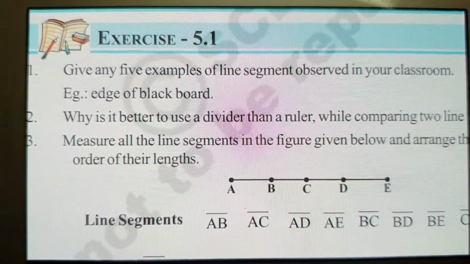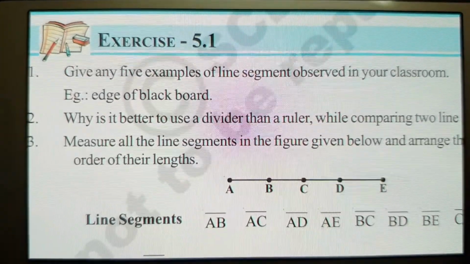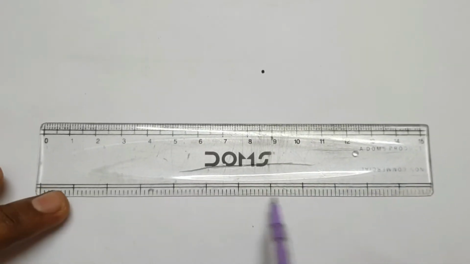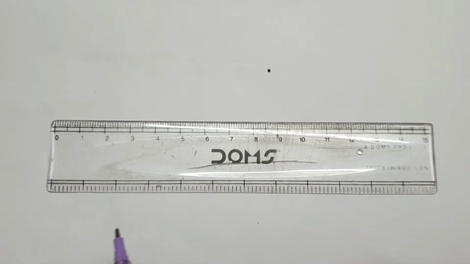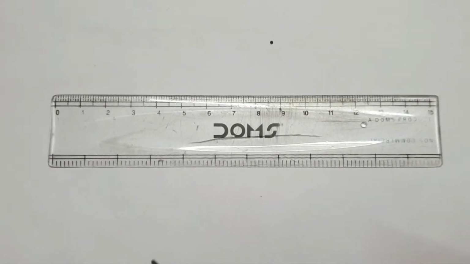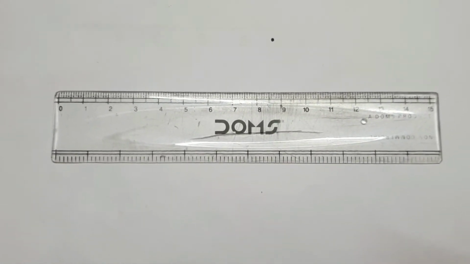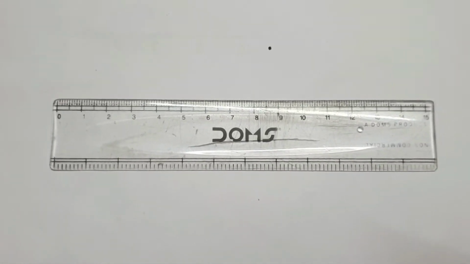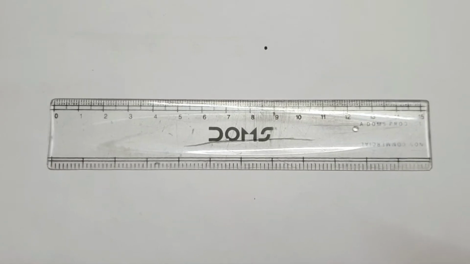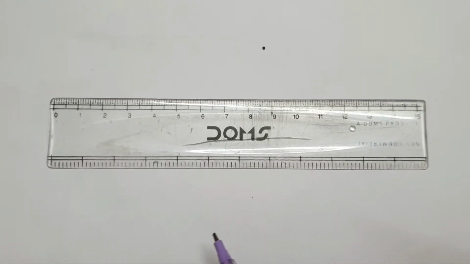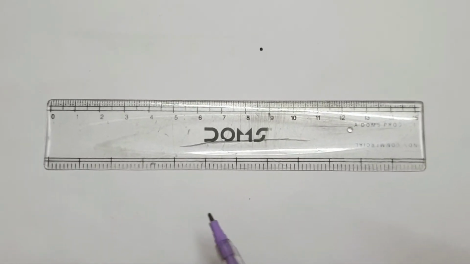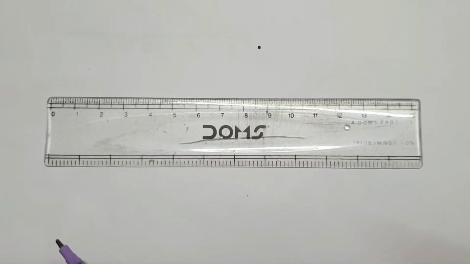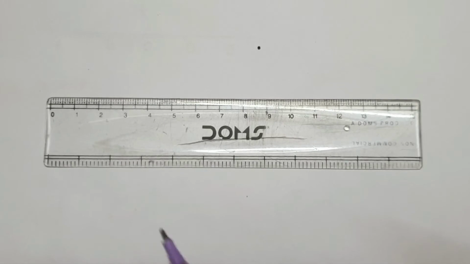So our scale. See this long scale. So the edge of a long scale, edge of a box, edge of a mathematics textbook. These are all examples of line segments, which are straight. That is called a line segment. So examples: edge of blackboard, edge of scale, edge of box, edge of textbook.